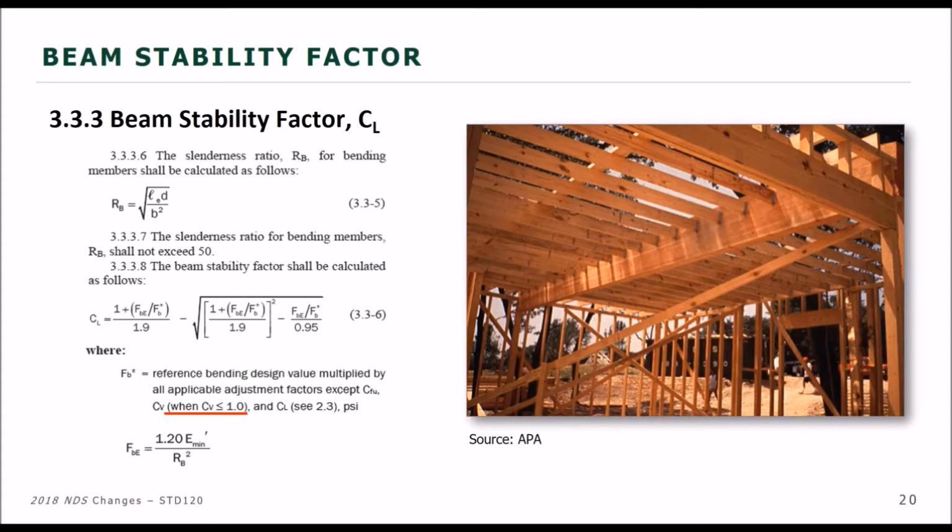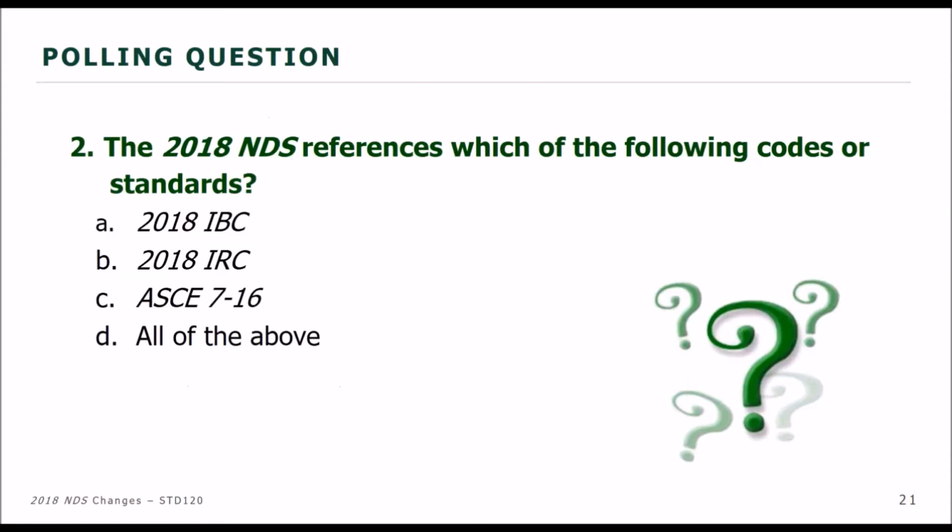So let me repeat this so it's clear. When determining F sub B star, you include all applicable adjustment factors except the volume factor, the flat use factor, and the beam stability factor. The exclusion of the volume factor is when C sub V is less than or equal to 1. And if C sub V is greater than 1, then it needs to be included in determining this F sub B star factor. Now we have a poll question, Marcy.